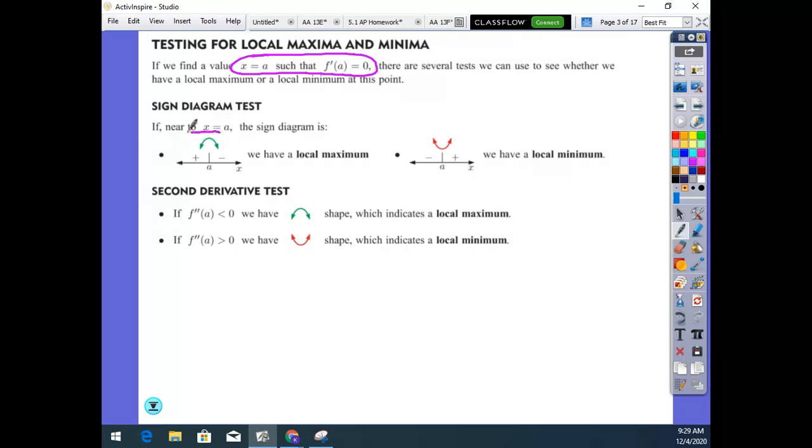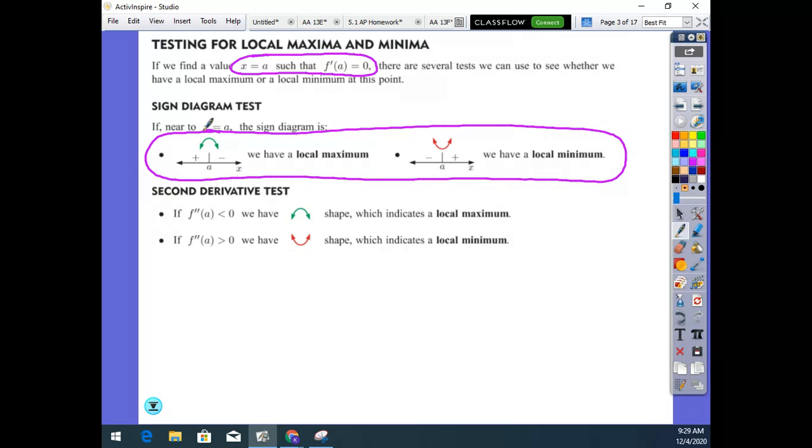I wrote all of this part down. So we've been doing this. We've created our sign charts. When it goes from increasing to decreasing, that's when we have a max. When it goes from decreasing to increasing, that's where we have a minimum. I would always just say local, because you're not always positive there.